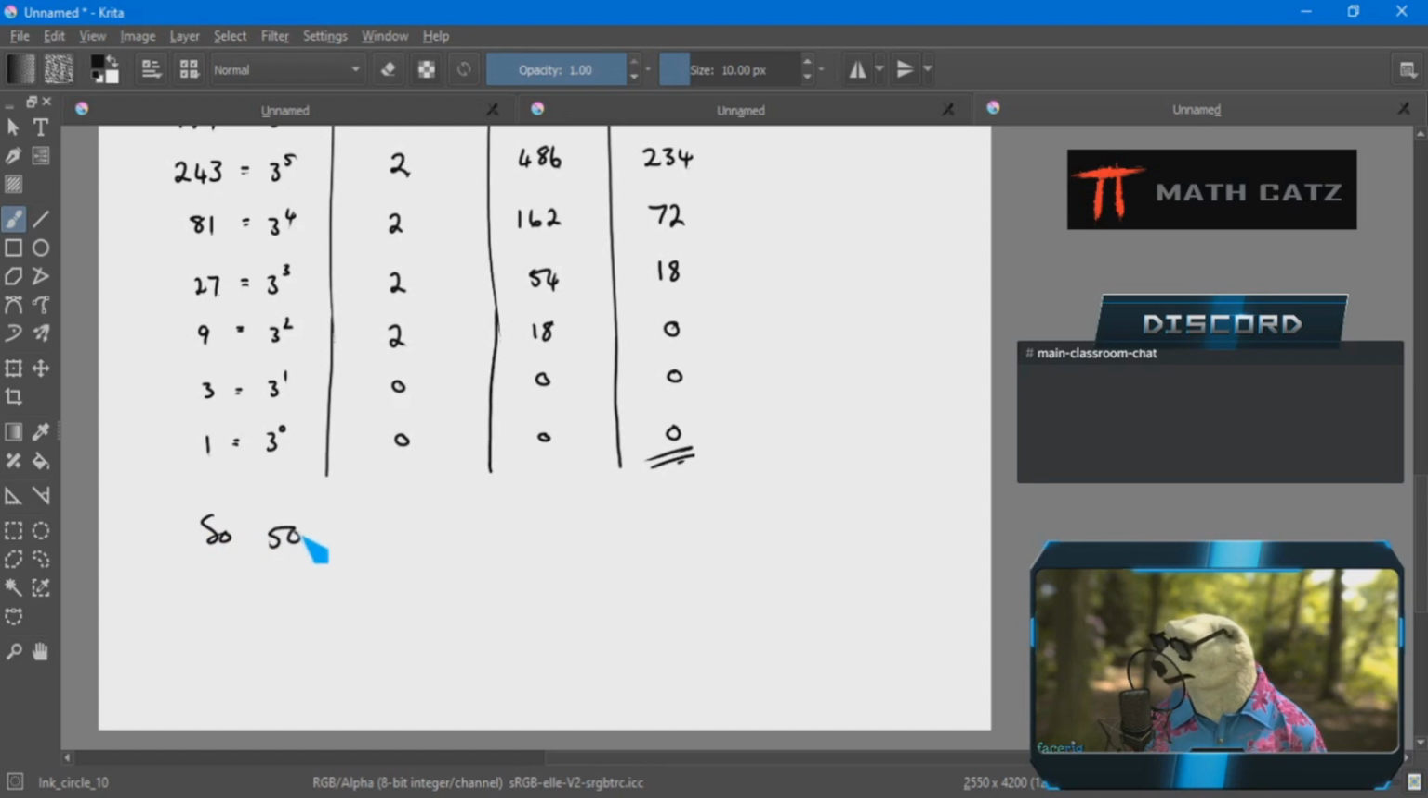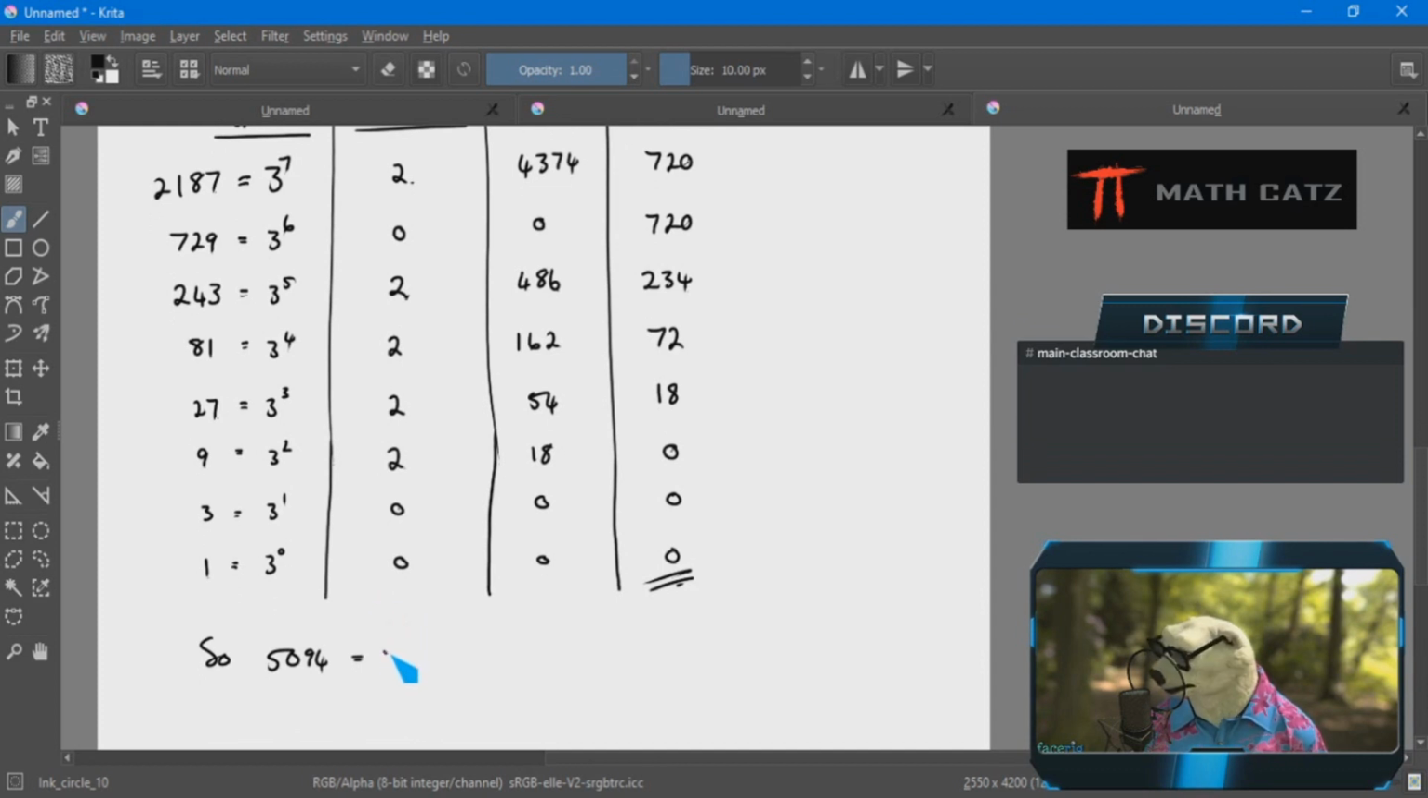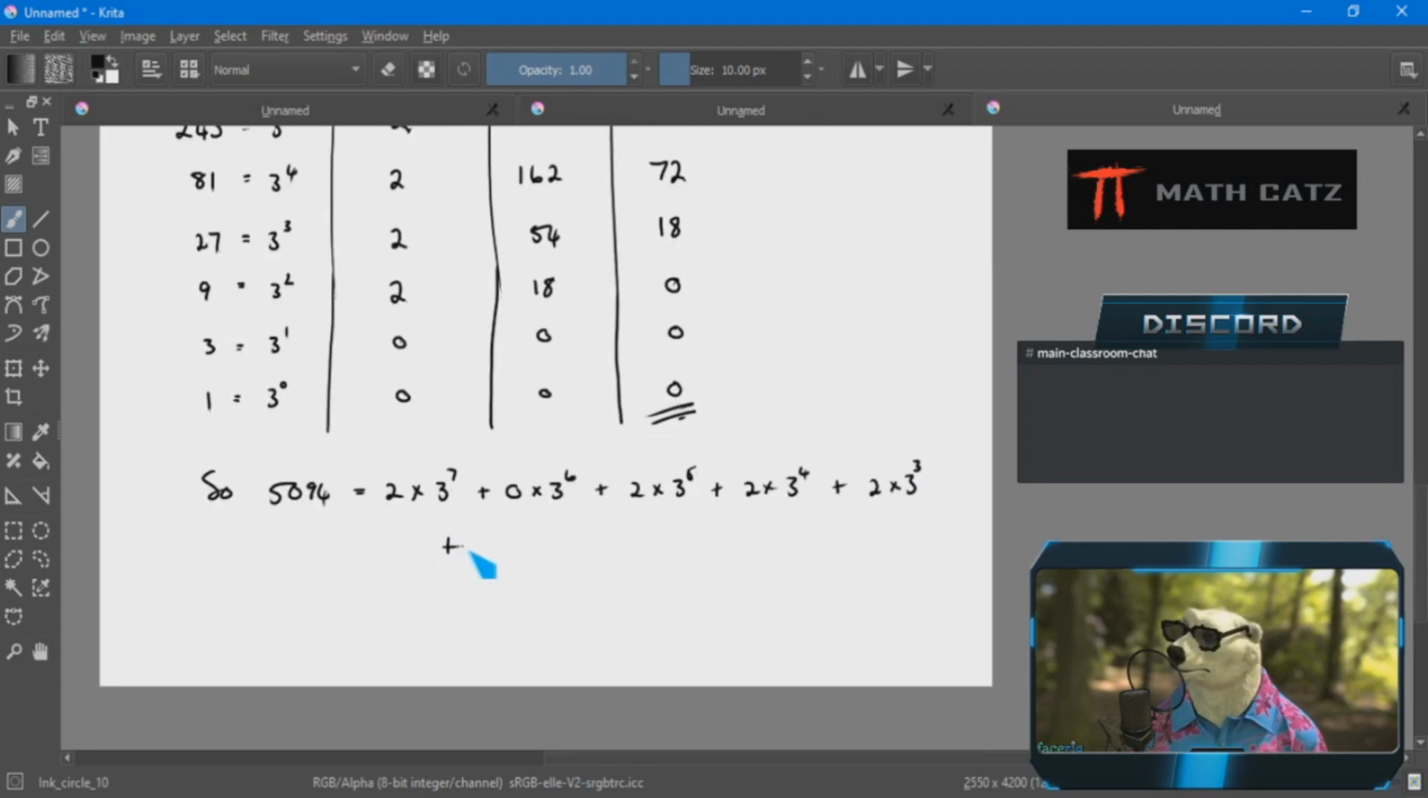5094. It is 2 times 3 to the power of 7 plus 0 times 3 to the power of 6 plus 2 times 3 to the power of 5 plus 2 times 3 to the power of 4 plus 2 times 3 to the power of 3 plus 2 times 3 to the power of 2 plus 0 times 3 to the power of 1 plus 0 times 3 to the power of 0.